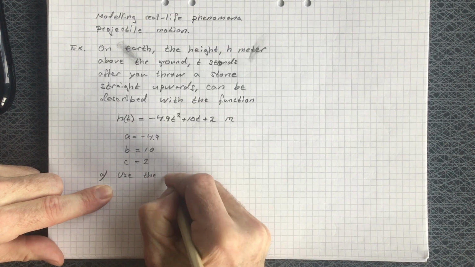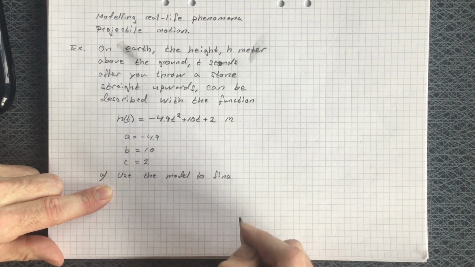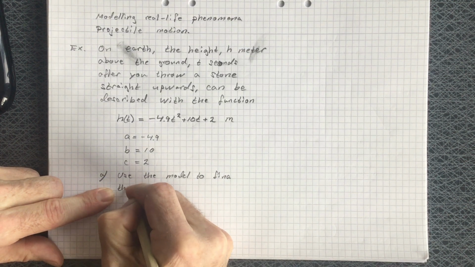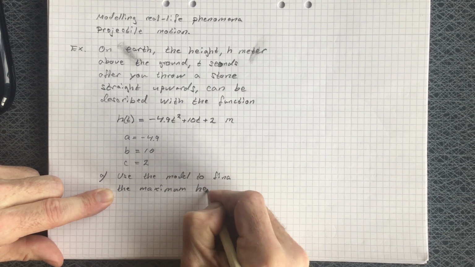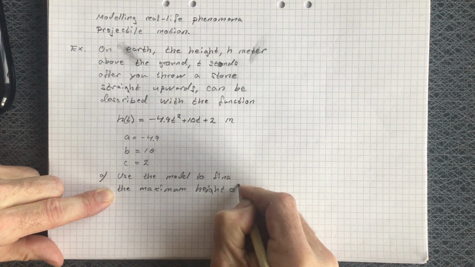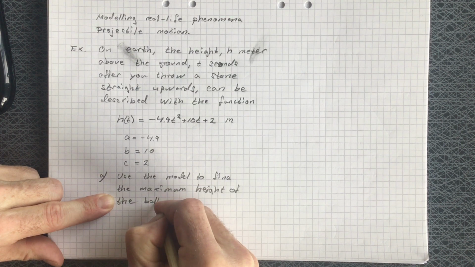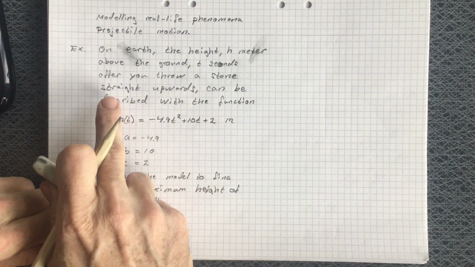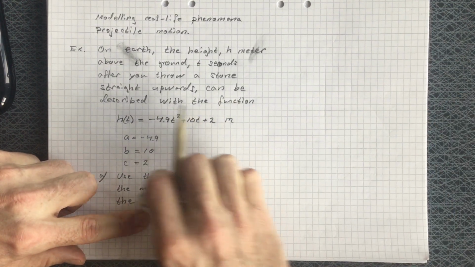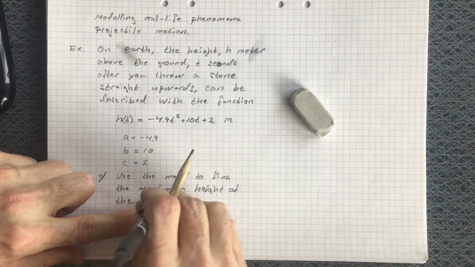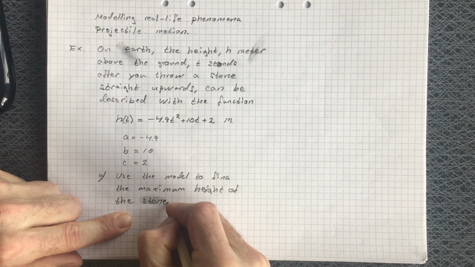use the model to find the maximum height of the ball or the stone. Sorry, well, doesn't say, yes, it was a stone, so of course we should have stone here. Oh, this eraser is not good. So, stone, like this.